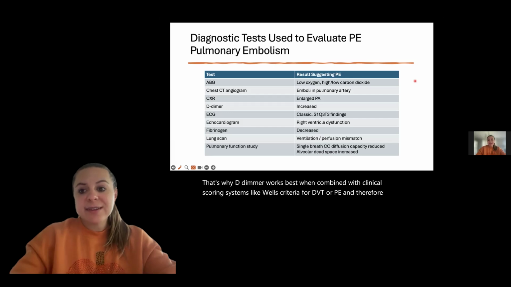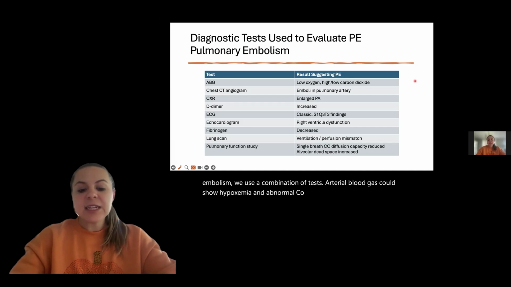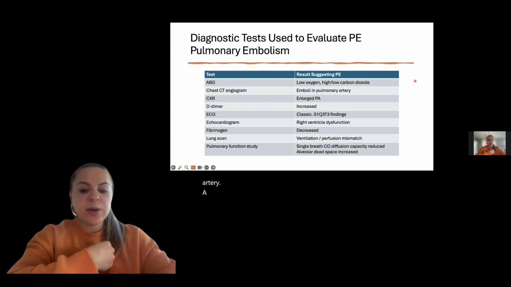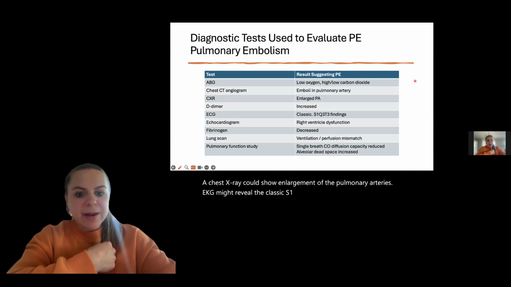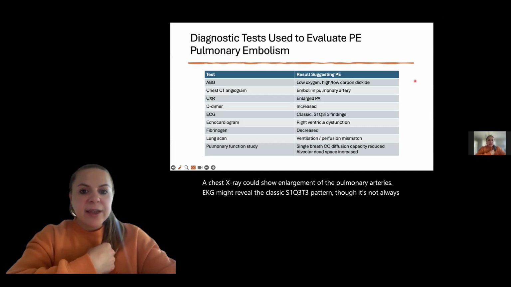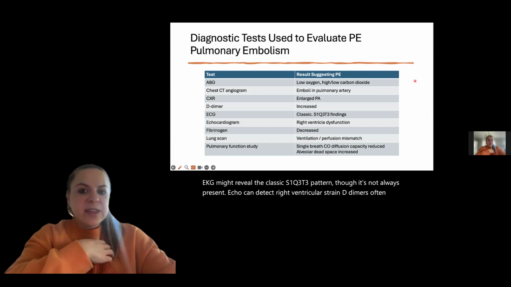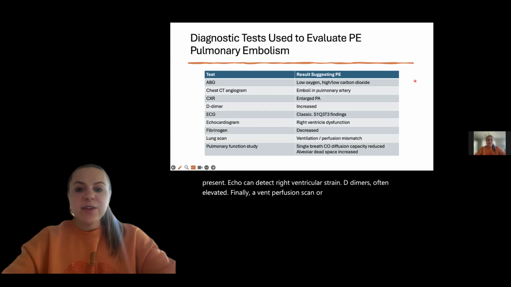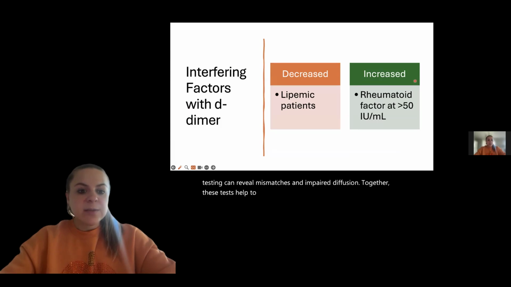And therefore, we have here an example of when evaluating for a pulmonary embolism, we use a combination of tests. Arterial blood gas could show hypoxemia and abnormal CO2 levels. A CT angiogram can directly visualize the emboli in the pulmonary artery. A chest x-ray could show enlargement of the pulmonary arteries. EKG might reveal the classic S1Q3T3 pattern, though it's not always present. Echo can detect right ventricular strain. D-dimer is often elevated. Finally, a V/Q perfusion scan or pulmonary function testing can reveal mismatches and impaired diffusion. Together, these tests help to confirm or rule out a PE.